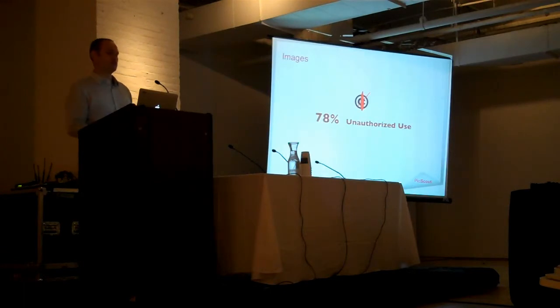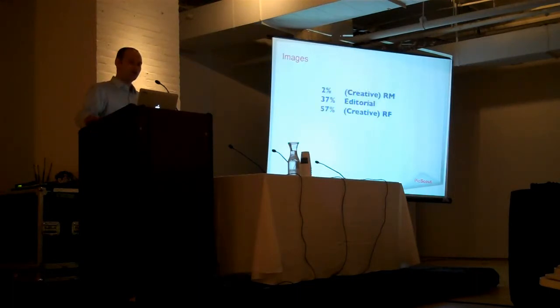What else I can tell you is the distribution of license types per website. That actually links nicely with unauthorized use, because most of the programs that we run on behalf of our customers, and that is changing right now, are for RM images. The number of RM images on the web is only 2%. Rights-managed images, only 2%. 57% are creative RF. So we definitely see a decline in that and increasing editorial images.